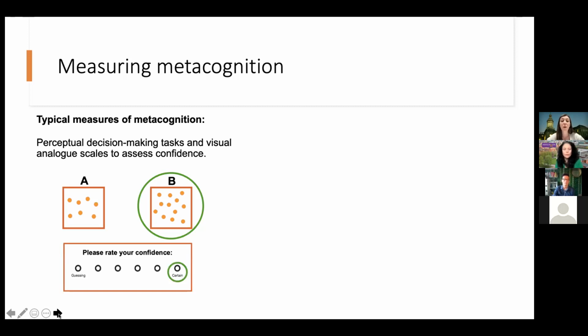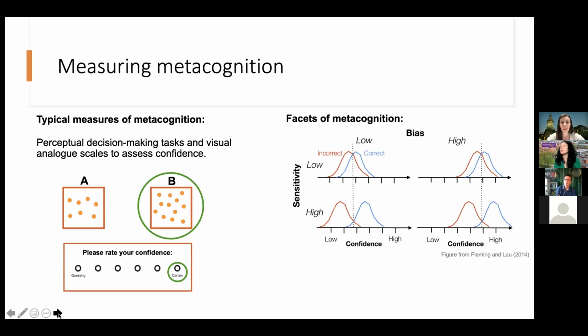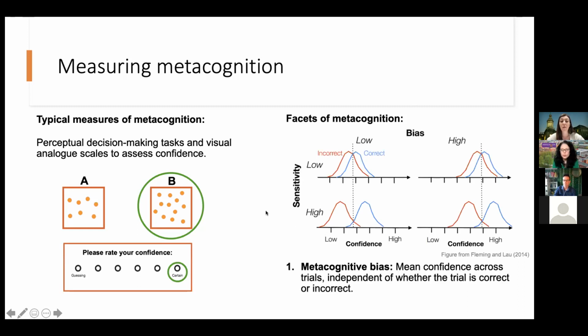And if you do this repeatedly over time, there are different facets of metacognition we can derive from your responses. Two facets that are particularly relevant are metacognitive bias and metacognitive sensitivity. Bias refers to your mean levels of confidence, regardless of whether you're correct or incorrect. So for example, here, someone with low bias would have a low confidence score along the y-axis, while someone with high bias would have an elevated confidence rating on the y-axis.